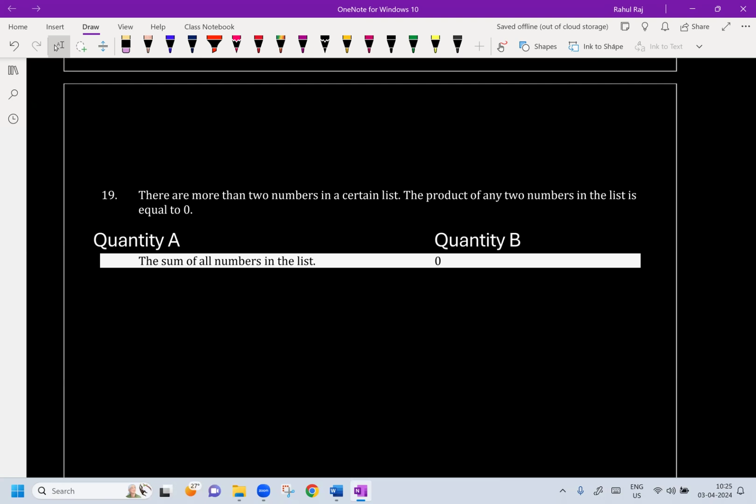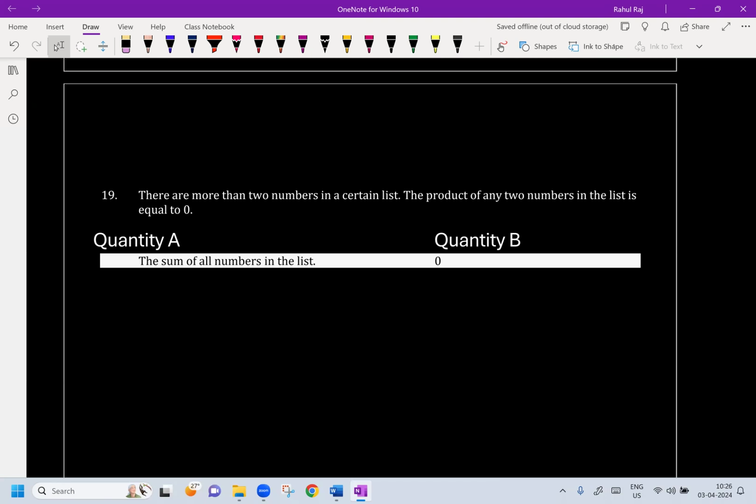If it's saying more than 2, even if we take 3 numbers in that list and make one of the numbers 0, it doesn't work, because if you take 0, 1, 2, you can multiply 1 and 2, and that won't satisfy the statement. But you can take 0, 0, 1. The product of any two numbers is 0. They didn't say the numbers can't be repeated. Okay, 0, 0, 1, correct.